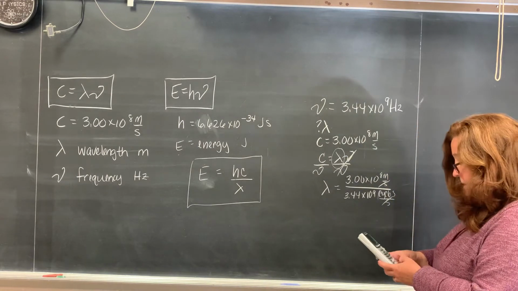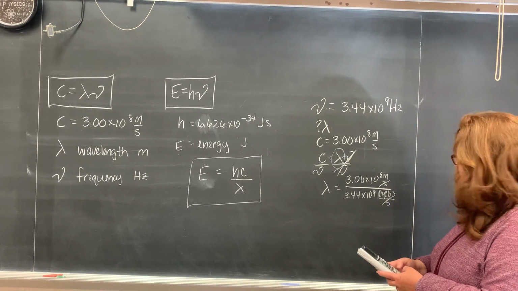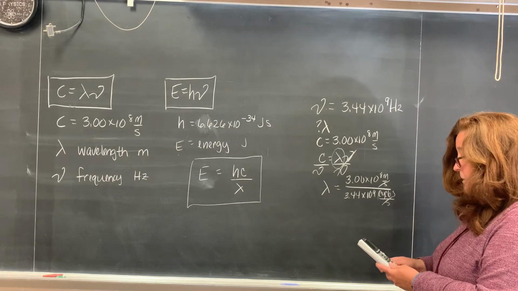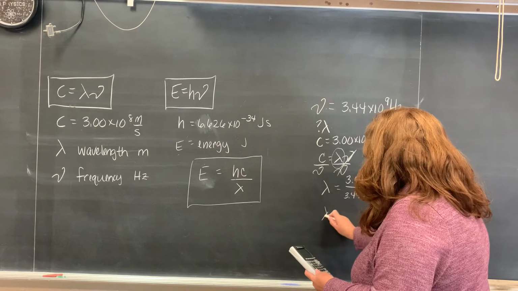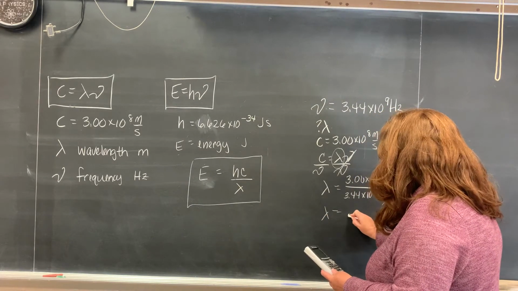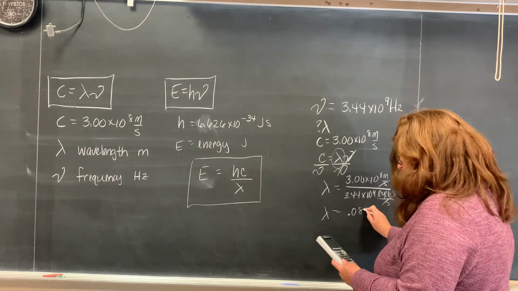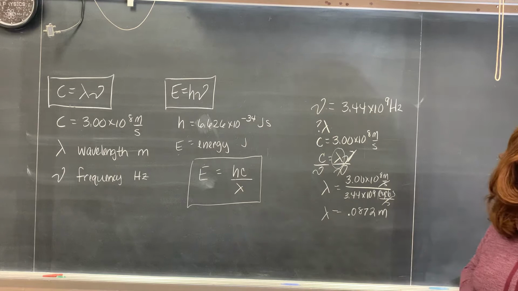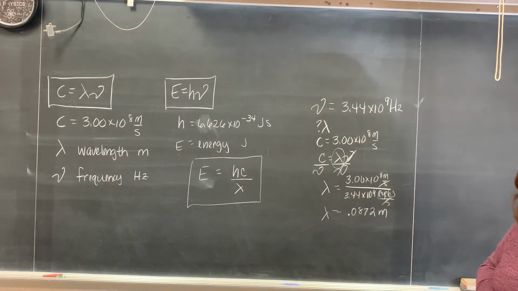So you're going to take 3 × 10⁸ and divide it by 3.44 × 10⁹, and you're going to have to remember to have significant digits, so I'm allowed to have 3, and it's going to be 0.0872, and that's going to be meters because that's the unit that's left. So that's how we work with the first equation.